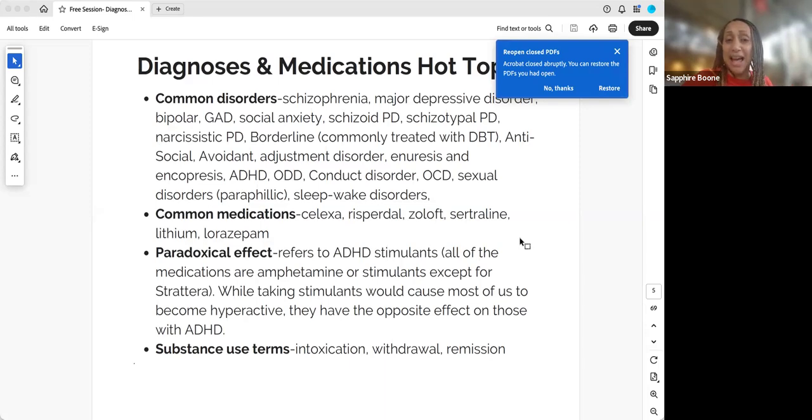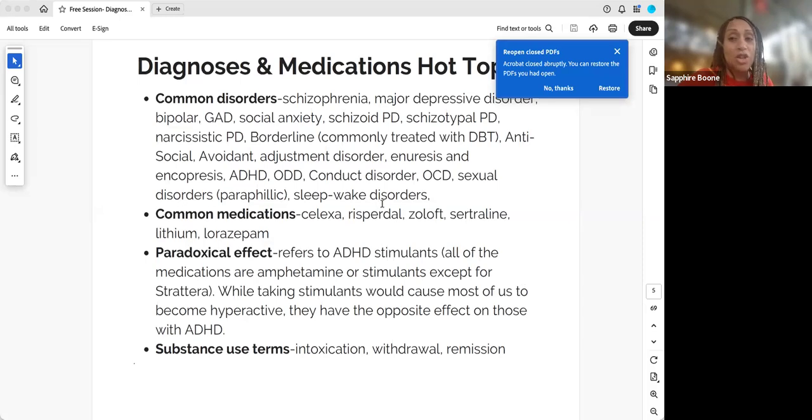Some things to highlight that are kind of newer, I would say, are the sexual disorders. Don't forget about those. And sleep-wake disorders could also be on your exam. All the other disorders I feel are pretty common, but those two definitely weren't on my exam when I took it back in 2011. So something just to keep in mind.